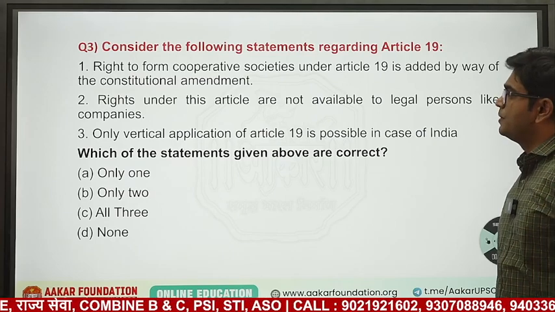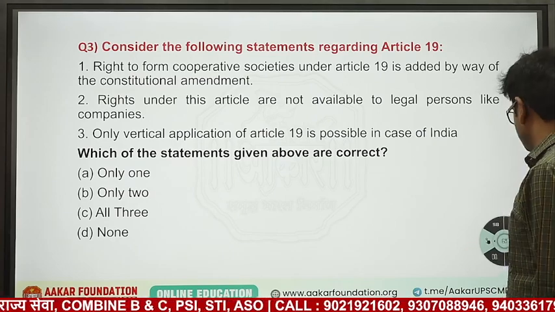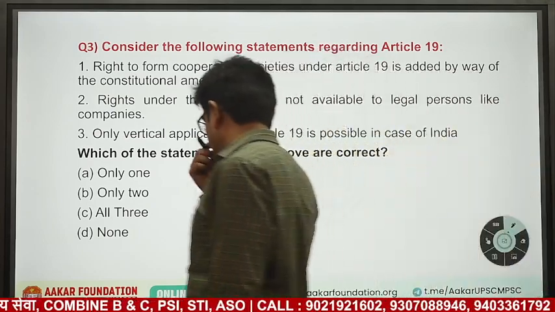Article 19: the right to form cooperative societies under Article 19 was added by way of a constitutional amendment. Now, I have told you about 19(1)(c).